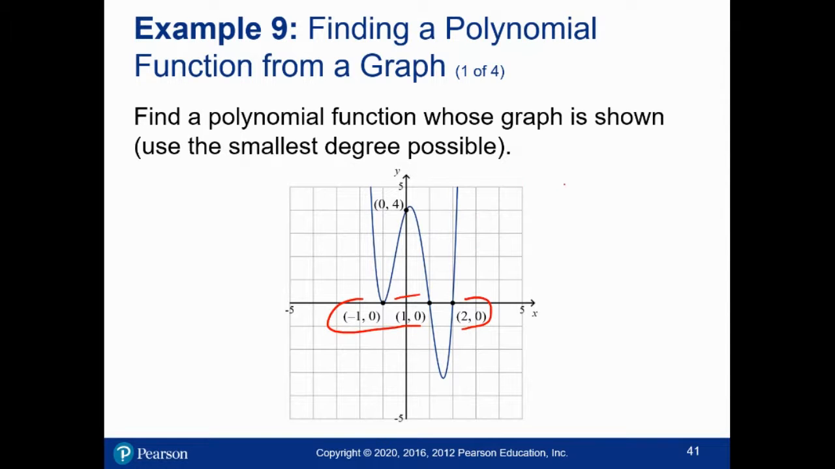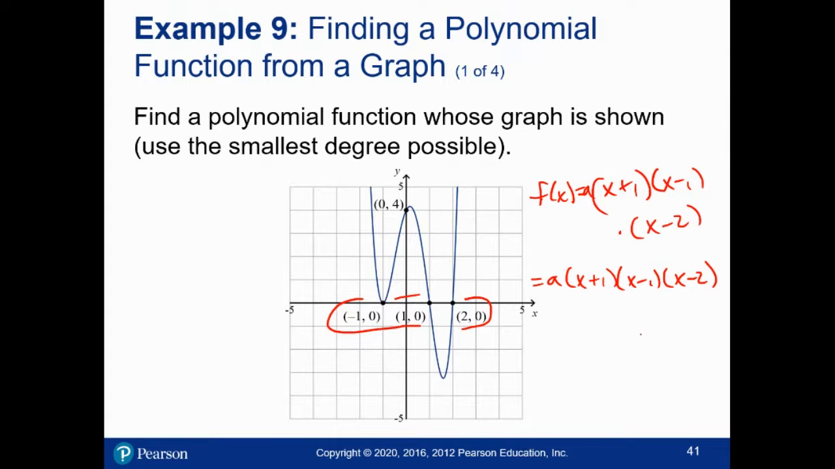So if -1 is a root, x plus 1 has to be a factor. 1 is a root, which means x minus 1 has to be a factor. And 2 is a root, which means x minus 2 has to be a factor. I could multiply by anything I want. Let me write that with a little bit more space. Anything times x plus 1, x minus 1, x minus 2.